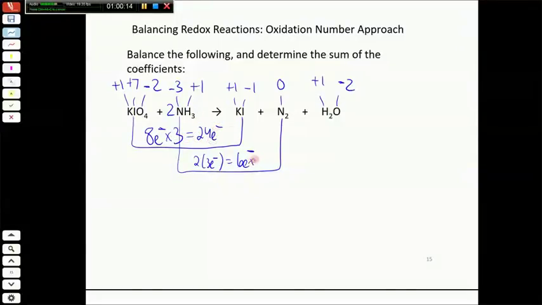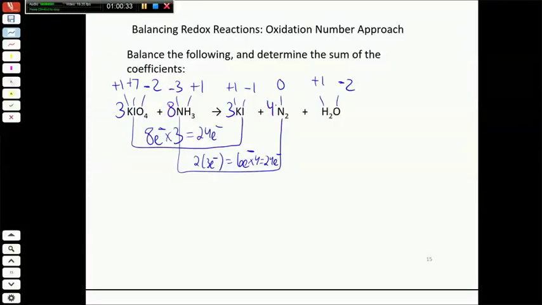And if we quadruple that, that gives us 24 electrons. So we're going to add coefficients of 3 in front of KIO4 and KI. And then the coefficient in front of nitrogen we have to quadruple because we need to make that a total of 24 electrons. So that too has to get quadrupled to an 8, and this then becomes a 4.